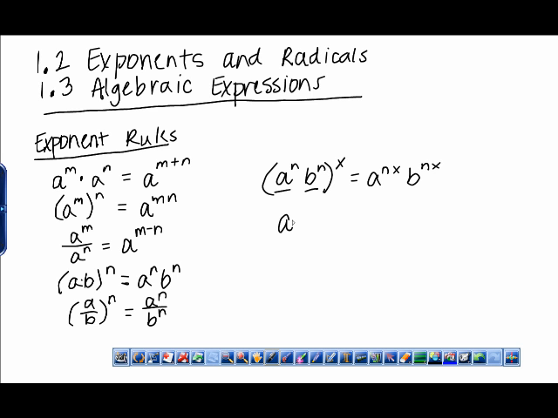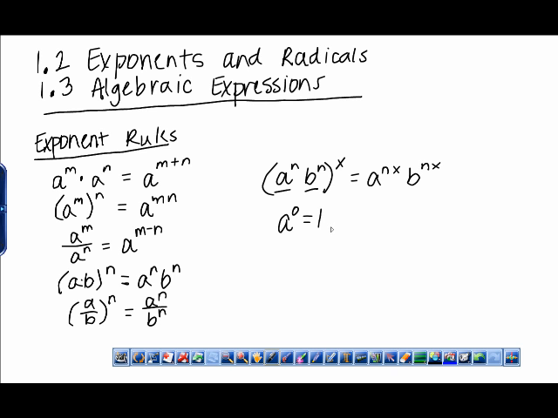A to the power of 0 is 1. Now this is going to work for anything. If a happens to be 0, there's a lot of debate over what this is. What is 0 to the power of 0? Is it 1 because of this rule? Is it 0 because 0 to anything is 0?